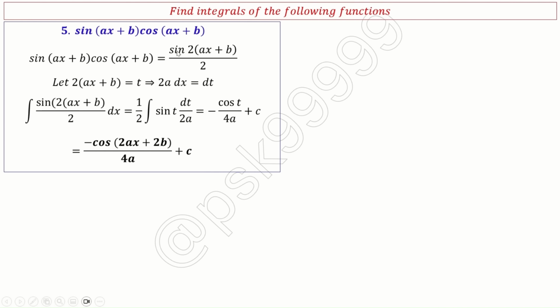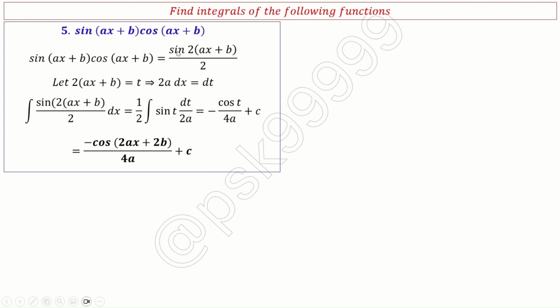So if I replace it here, this will become 1 by 2 sin t dt by 2a, which is nothing but 1 by 4a sin t dt, that is nothing but 1 by 4a into minus cos t, or minus cos t by 4a plus constant term. Now I will replace t back, so minus cos of 2ax plus 2b divided by 4a plus constant.